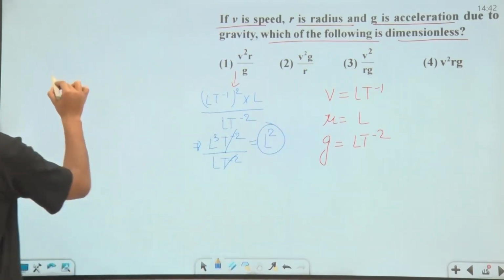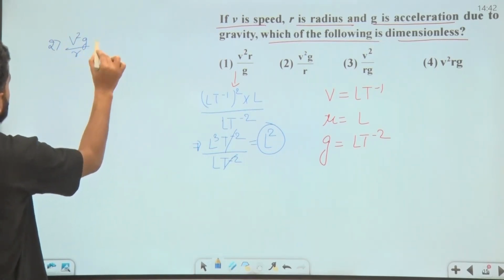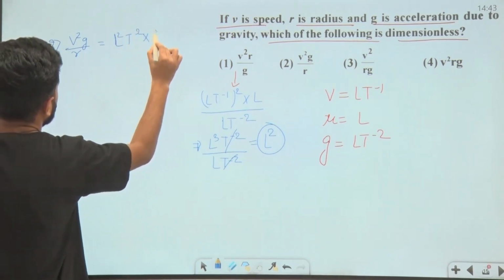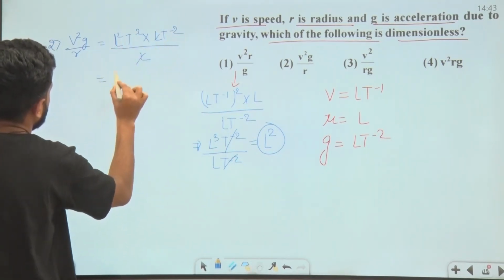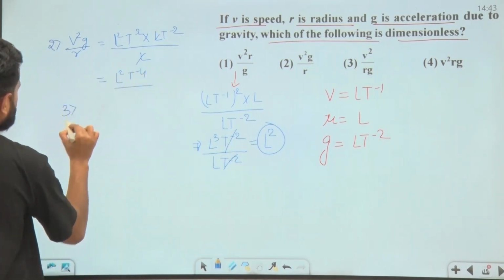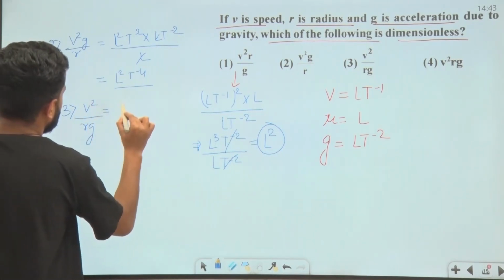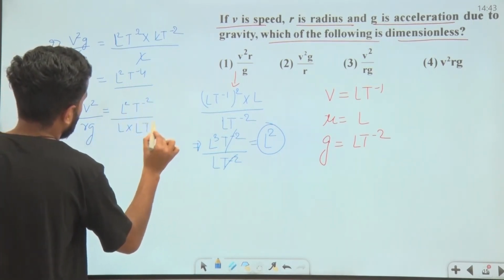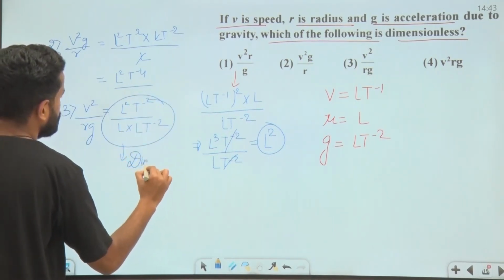Next is option 2, V square G divided by R. This is L square T minus 2 into LT minus 2 divided by L. So L and L cancel out, giving L square T minus 4, which is again not dimensionless. Third is V square upon RG. I get L square T minus 2 over L into LT minus 2. If I check, this is dimensionless.